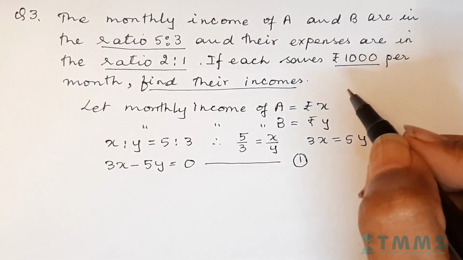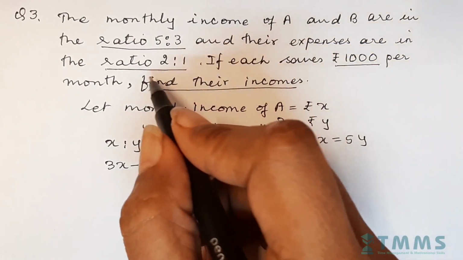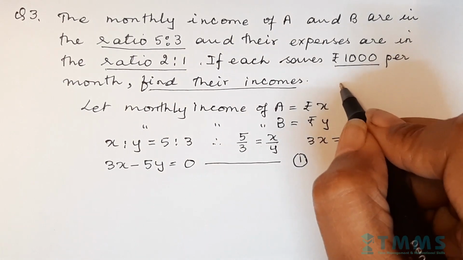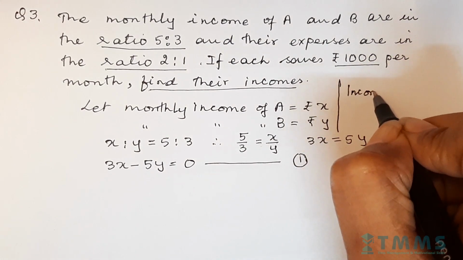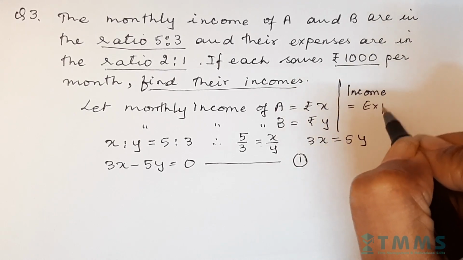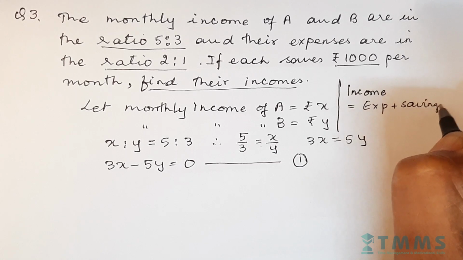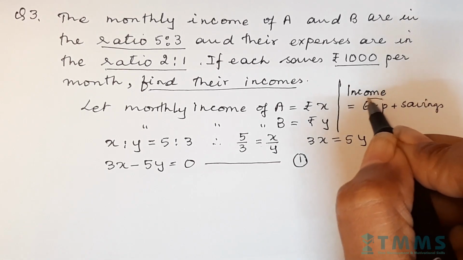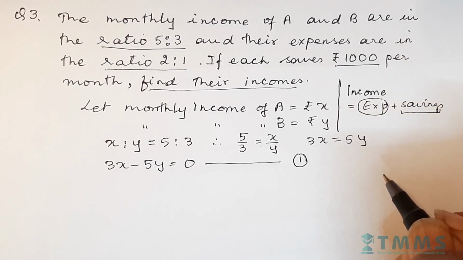Now, for the second part, the expenses. Expenses are in the ratio 2:1. Now, what do we know? That our income will be equal to expenses plus savings. Correct? From the income, part of it you will spend and the other part will be your savings.